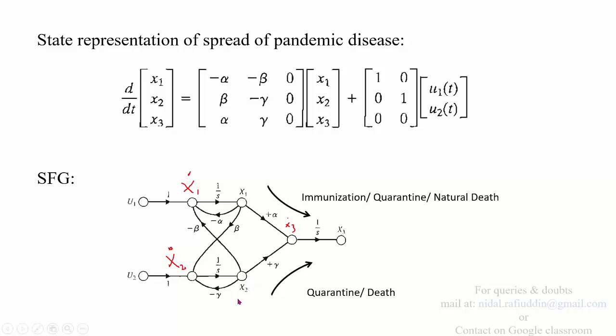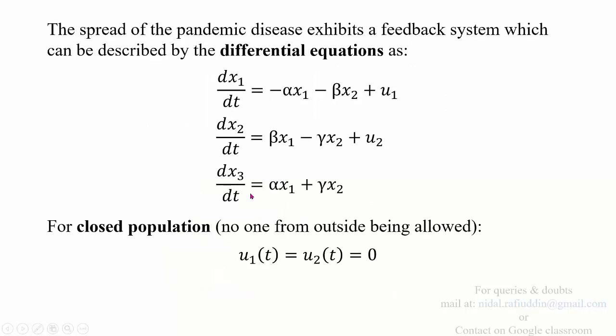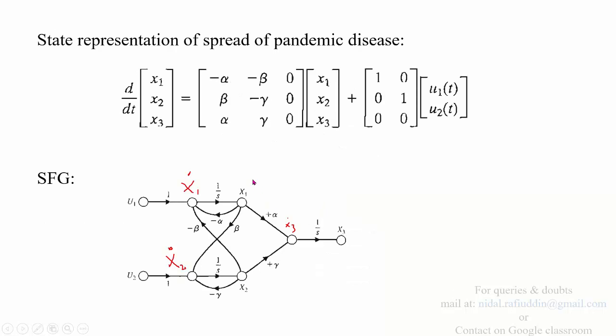Then you have a relation between x2 and x3 dot. This amounts to the people who are infected and are being quarantined or are dead. So the rate of change of x3, or the rate of people forming the subset x3, also depends upon the number of infected people, and the relation that we obtain is given here. They both have positive signs, which means that if x1 is large and x2 is large, then x3 is also going to be large.